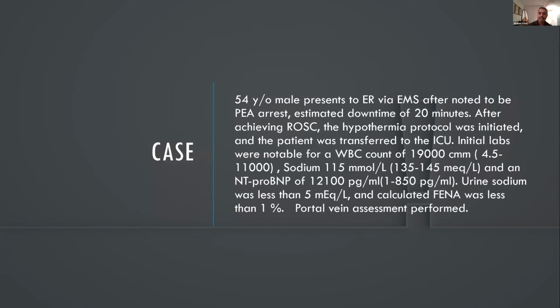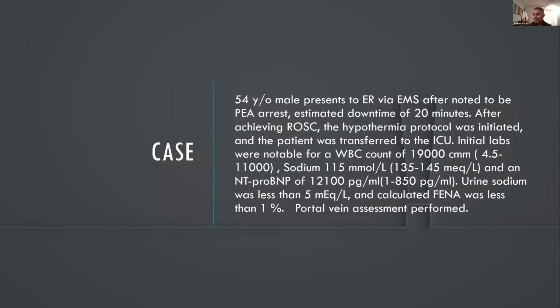So let's get into a case, right? I've talked enough. Let's talk about a case and how you would use this method. So you have a 54-year-old patient who presents to the ER via EMS, and the patient has a PEA arrest. The estimated downtime was around 20 minutes. After ROSC is attained, the hypothermia protocol was initiated, and the patient was transferred to the ICU.